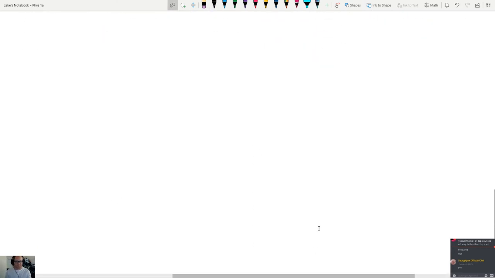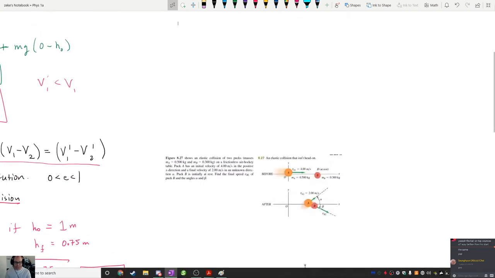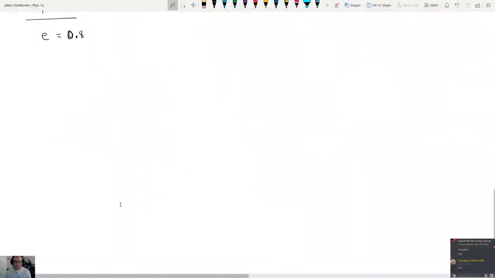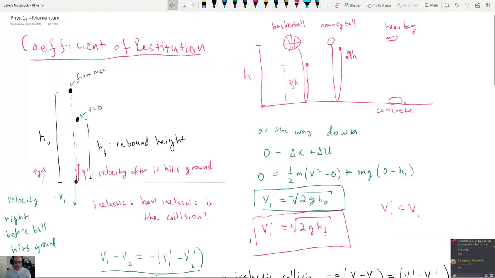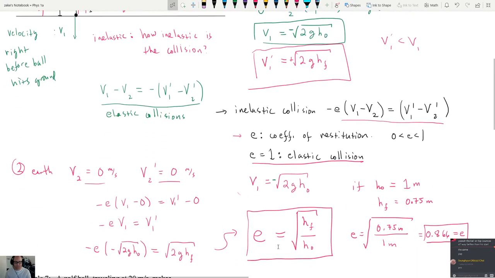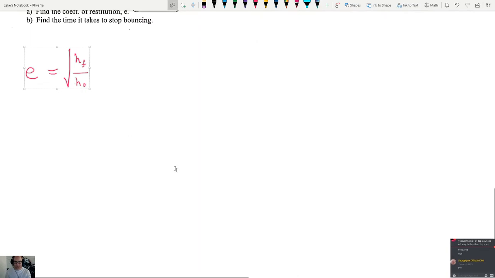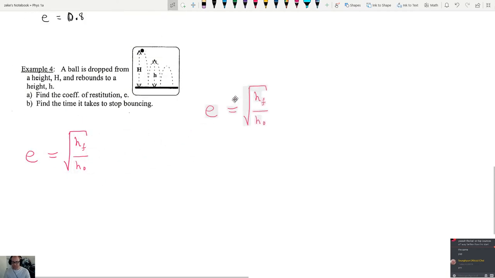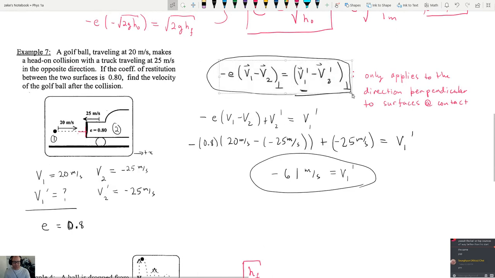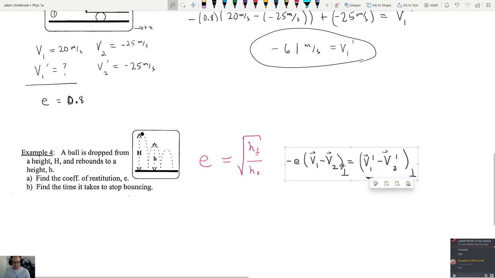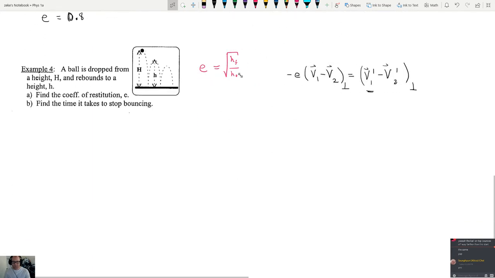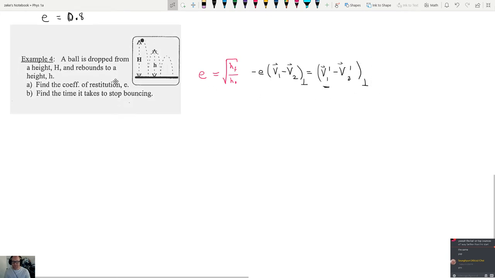So let's do another coefficient of restitution problem. And I'm going to grab this equation right here. We're going to want to use that one. We're going to want to use this one for this equation. And we'll probably need this one too. All right. So that was our definition of coefficient of restitution in terms of the heights. And that is our velocity relationship right there.